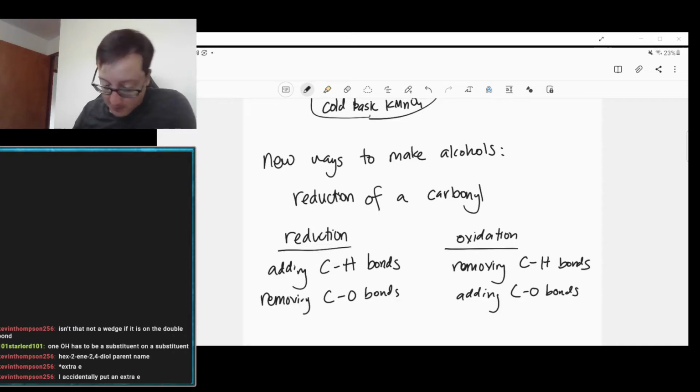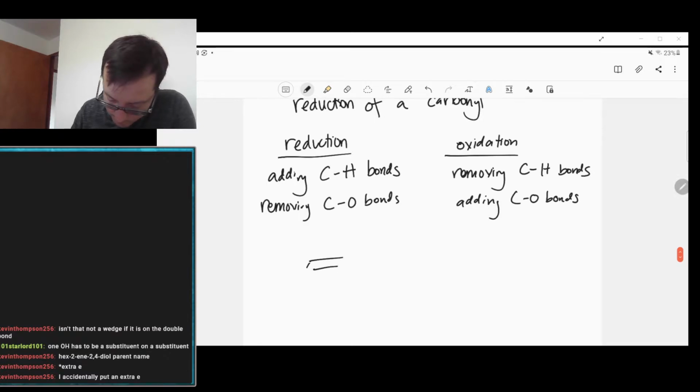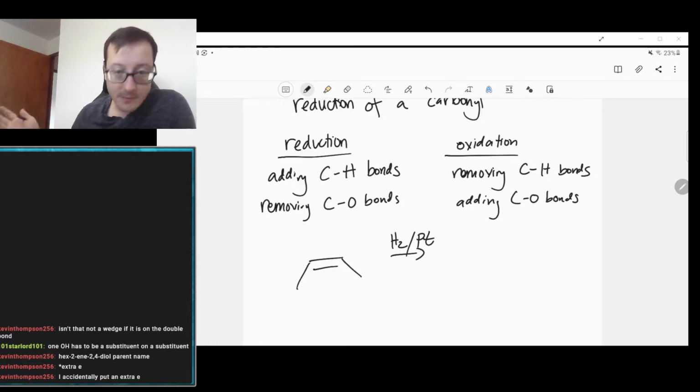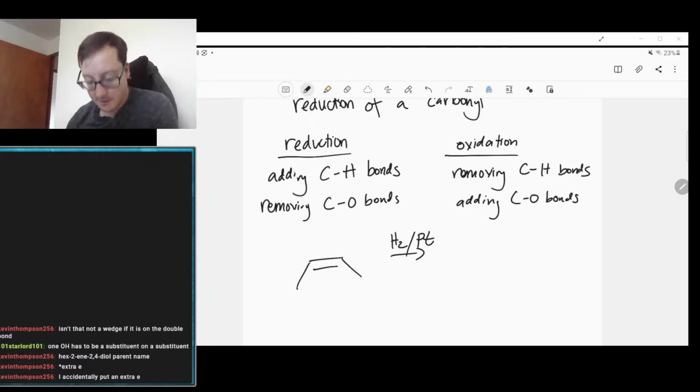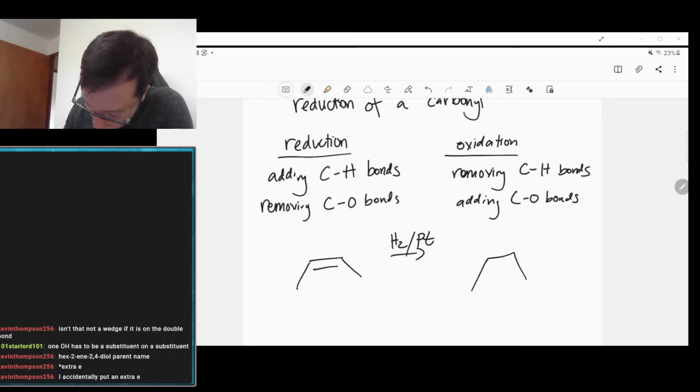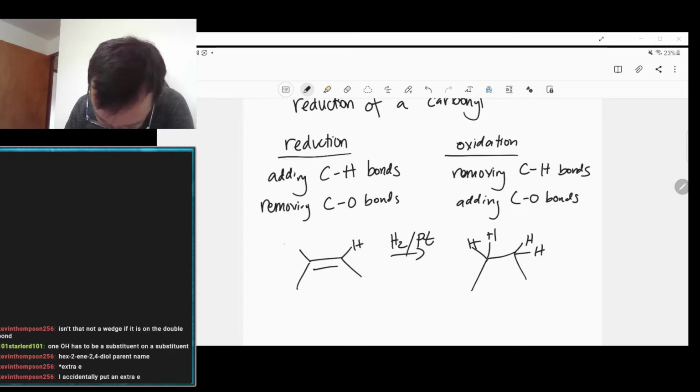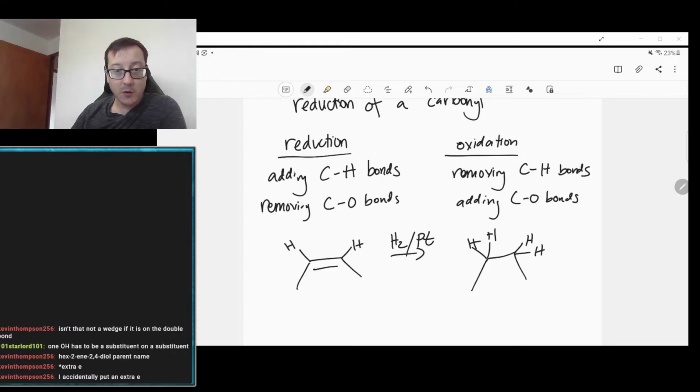And so we've looked at reduction before, right? We saw that we could put this with H2 and platinum, or some other catalyst, palladium, nickel, whatever. We would then get hydrogens on this, right? The carbons of the alkene each have one hydrogen added. When we reduce, we are adding more CH bonds to our molecule. So this is a reduction reaction. We know this because we're adding CH bonds.